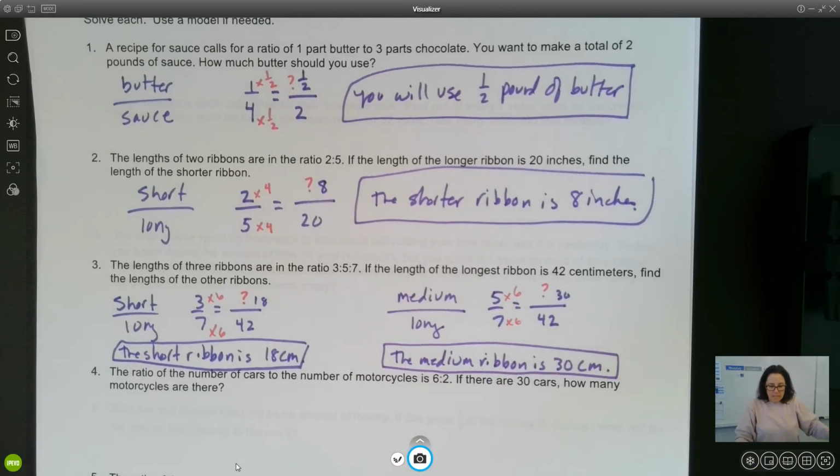All right, last one like this. The ratio of the number of cars to the number of motorcycles is 6:2. If there are 30 cars, how many motorcycles are there?